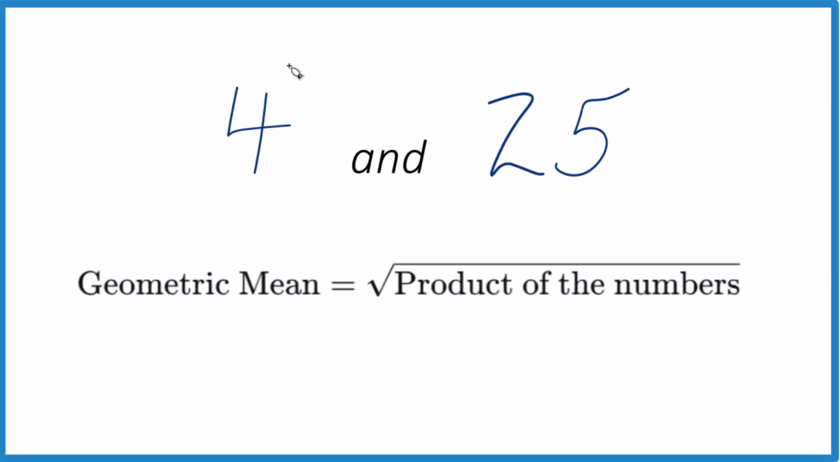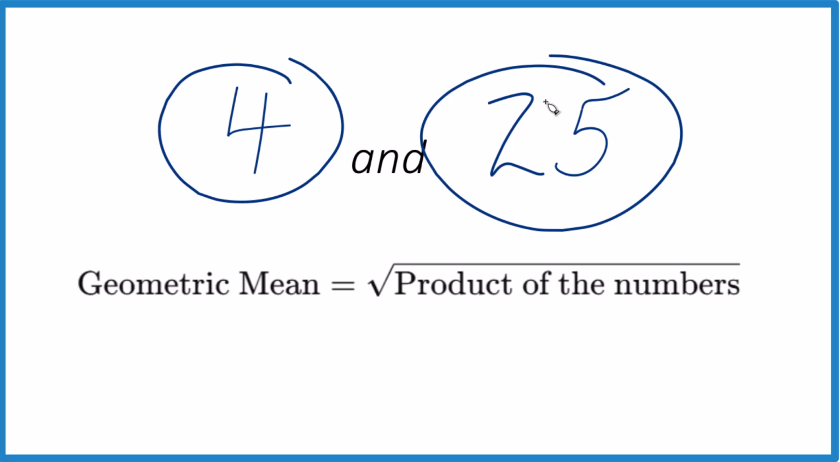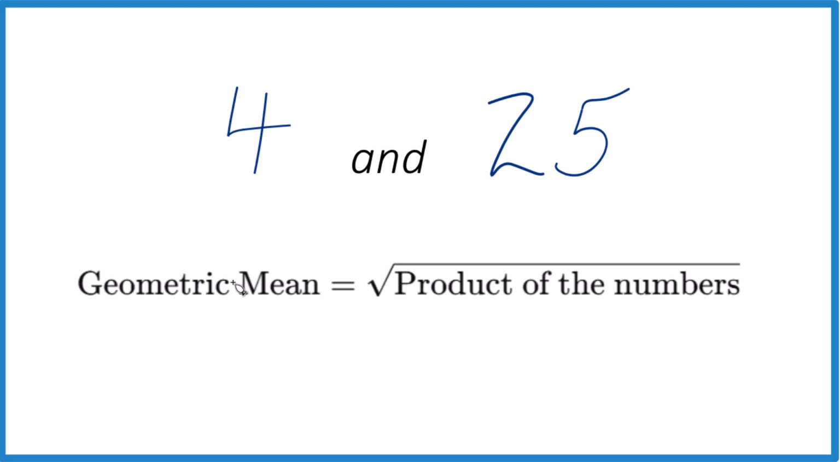Let's find the geometric mean of 4 and 25. Short answer, 10. But let's see how I got there. So for 4 and 25, the geometric mean is the square root of the product of the numbers. Product, that's multiplication. So we're going to take the square root of 4 times 25.